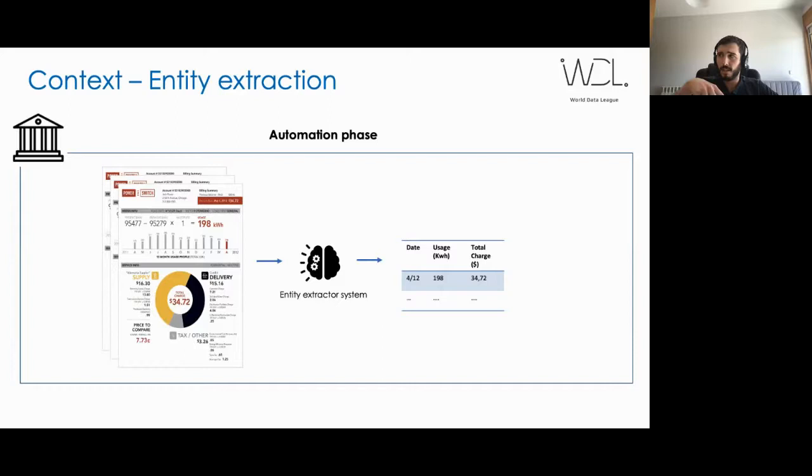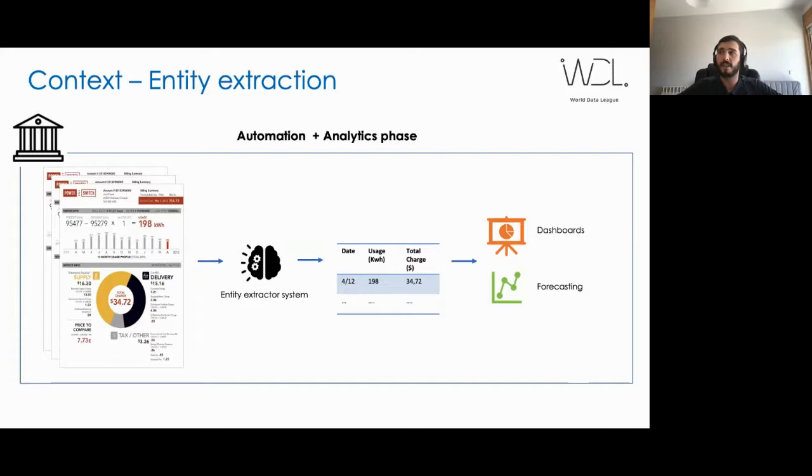Just by this level of automation phase, this could be very powerful for institutions, because this allows us to save time and money. And just on this level, it could be very beneficial for the institutions. Then we can add an additional layer on top of the automation. So now that we can extract the entities from the documents and have the information stored in a database, we can extend the capabilities of this process.